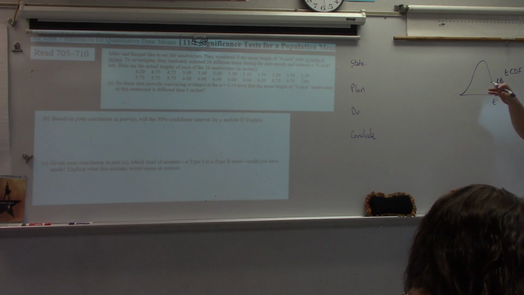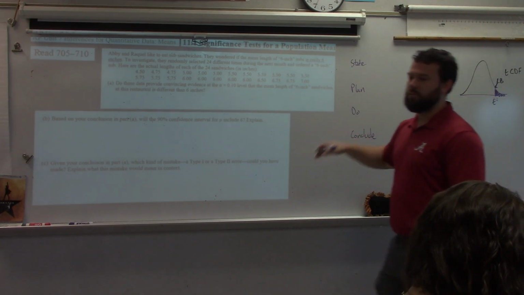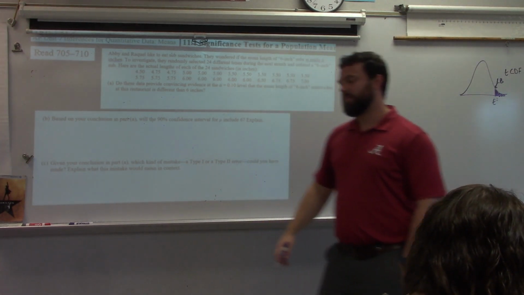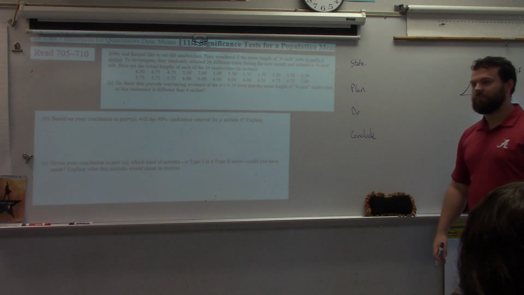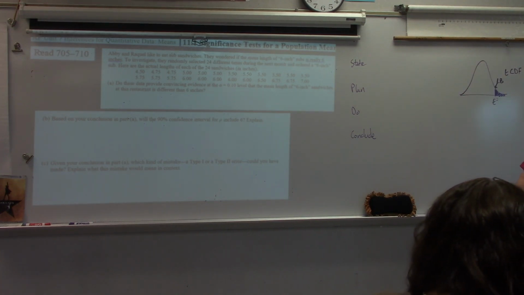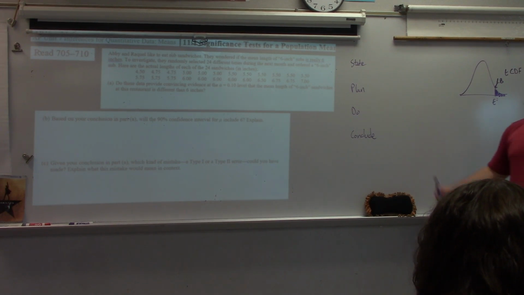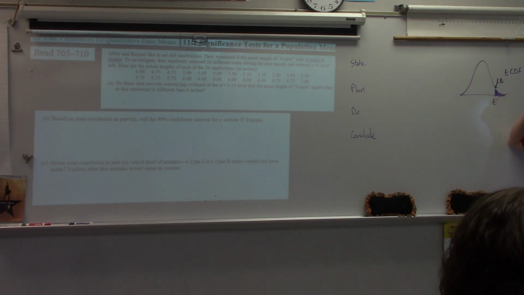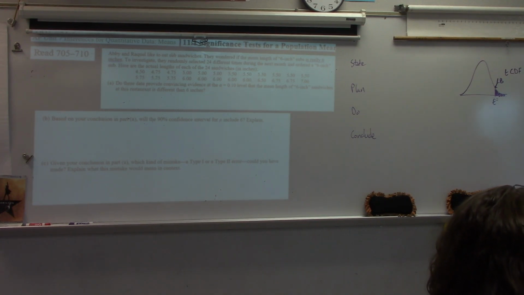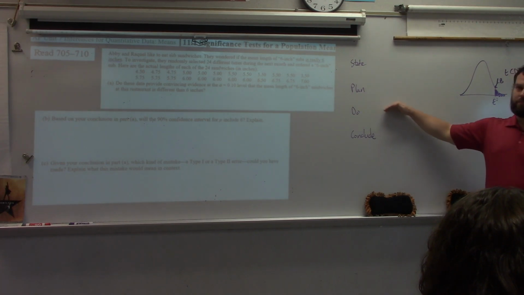tcdf. Hit menu. Go to distributions. Okay. Go to tcdf. That's all I didn't know. I just didn't know where to go. Now remember, you're using a T distribution. And CDF is that cumulative density function. Exactly. Okay, do section.